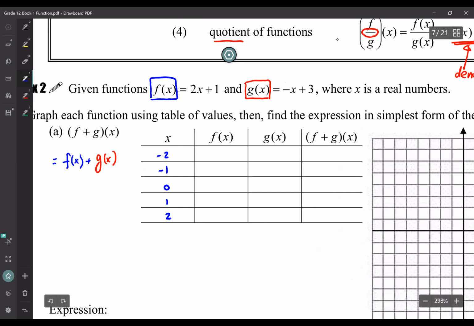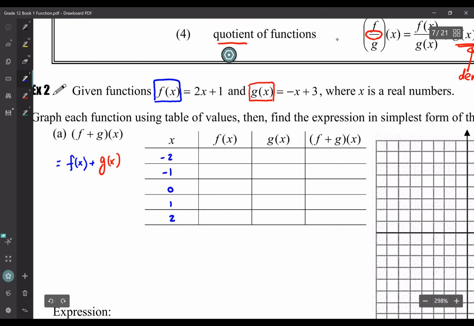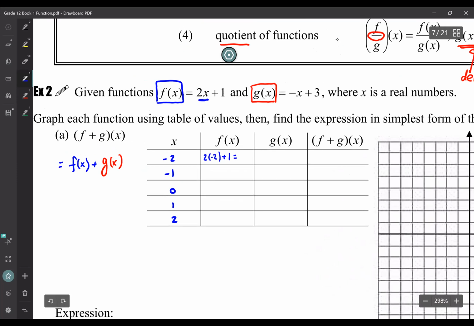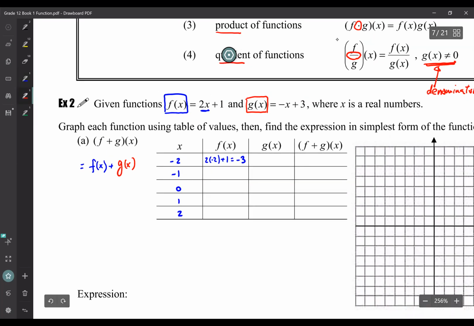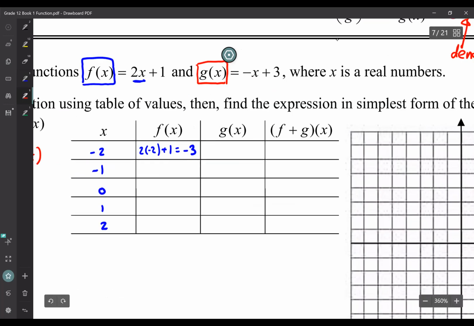So for example, I'll do the first one for you. So -2, plug it into here, right? So 2 times -2 plus 1. So that would be -4, -4 plus 1, -3. So that's our first y for the f function. And for the g, I will plug it into here, right? So it'll be -x, x is -2, and then plus 3. So negative, negative, positive, so 2 plus 3 will be 5.